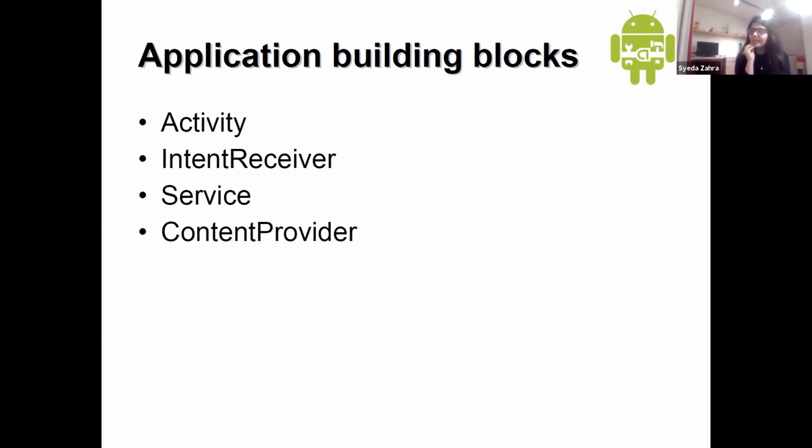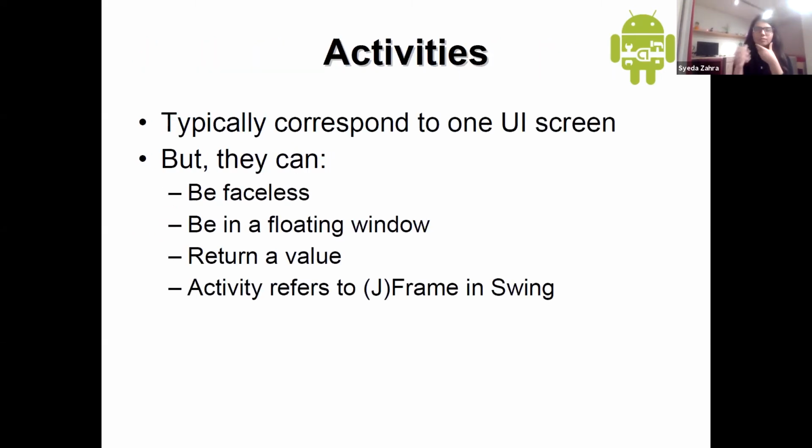For example, for an alarm application, a service is running in the background every time. So we can term this kind of application as a service. And for content provider, you can consider an application like Google Maps. In that we are just fetching some content, so we can term this as a content provider.